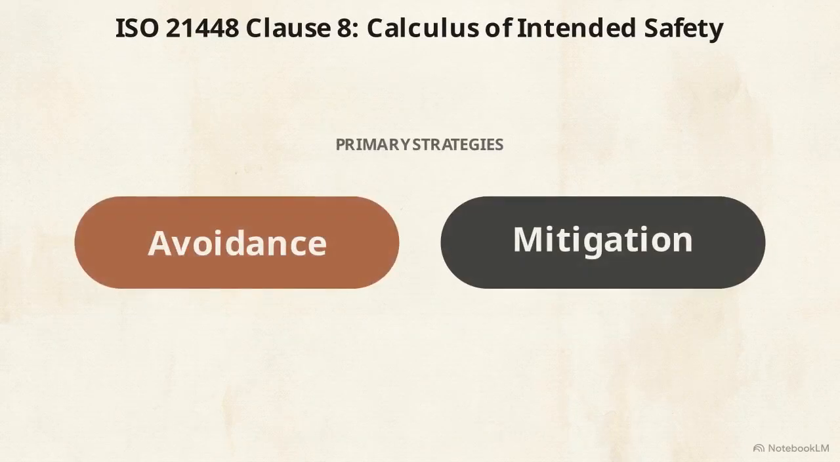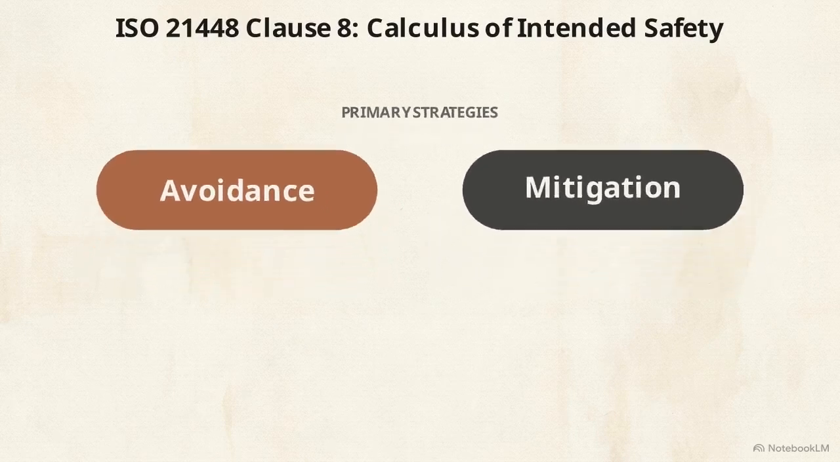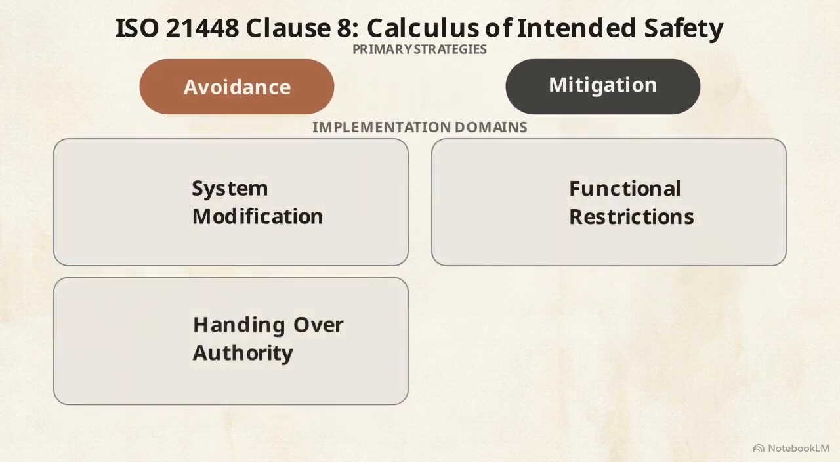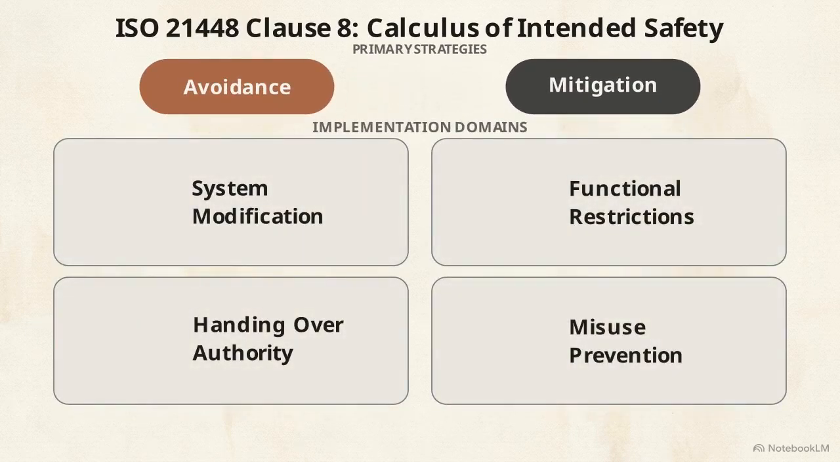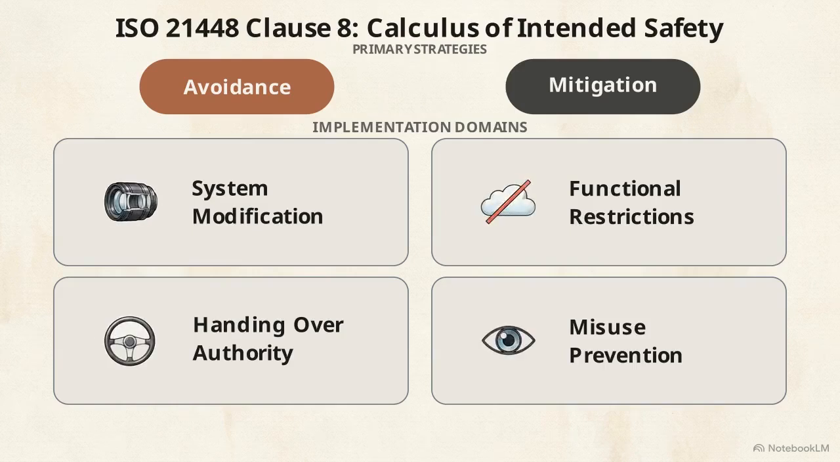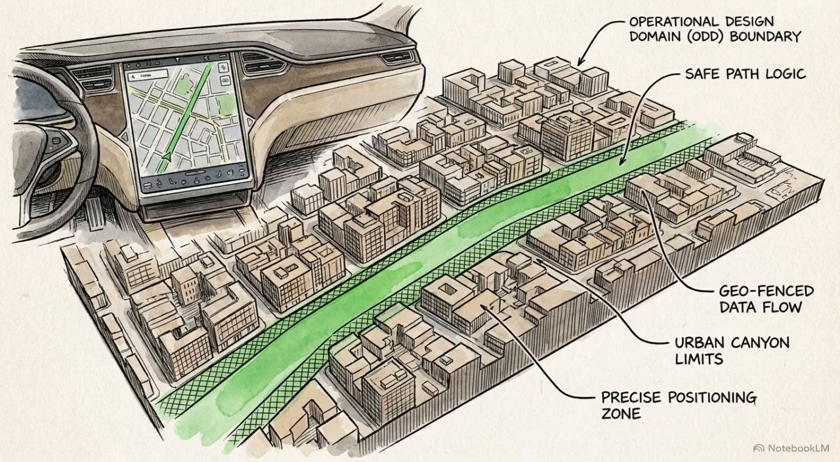The standard provides two primary strategies to achieve this: avoidance and mitigation. Engineers must apply these strategies across 4 distinct implementation domains, ranging from hardware upgrades to the logic of the human-machine interface. Every modification applied directly changes the vehicle's operational design domain.